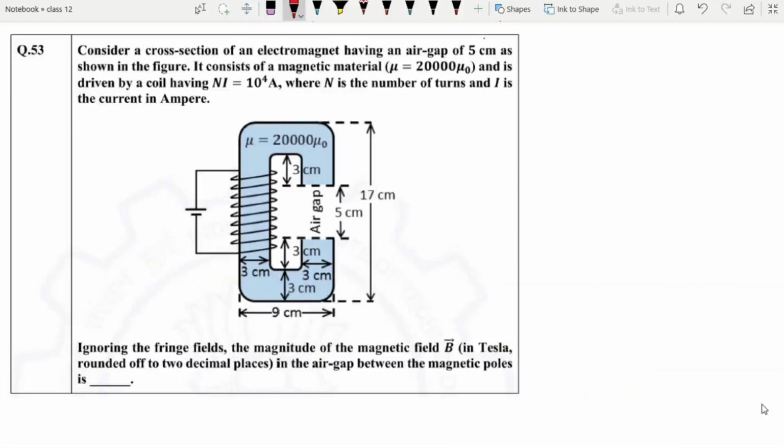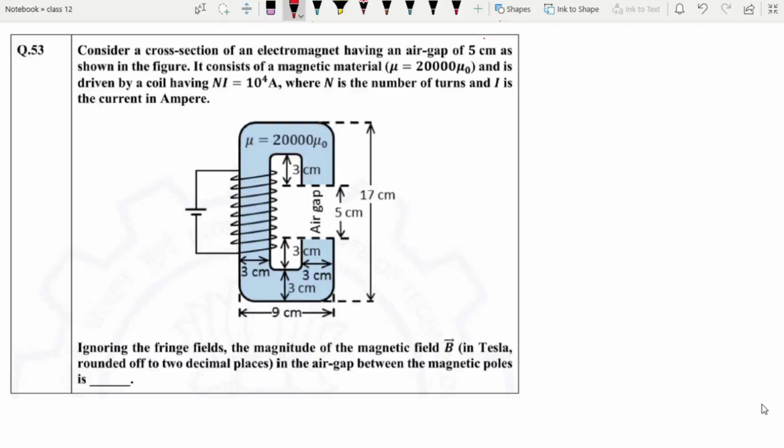Consider a cross-section of an electromagnet having an air gap of 5 cm as shown in the figure. It consists of a magnetic material mu equal to 20,000 mu naught and is driven by a coil having Ni equal to 10 raised to 4 ampere, where N is the number of turns and I is the current in ampere. Ignoring the fringe field, find the magnitude of magnetic field in the air gap between the magnetic poles.